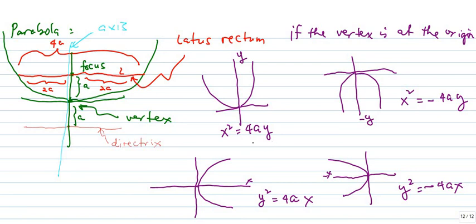Now, take note of the equation. If you have noticed, in each equation you have 4a. That 4a represents the length of the latus rectum. Therefore, when we solve a parabola, we need to first find the value of a by simply equating 4a to the given length. Now, we will have our example.